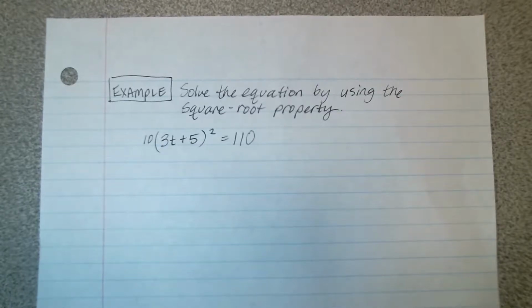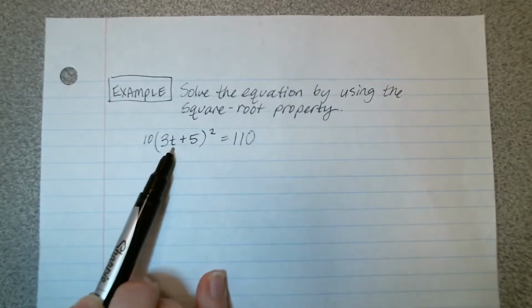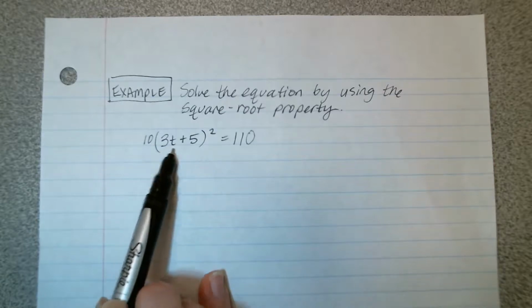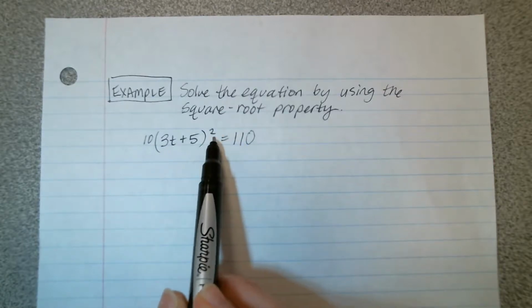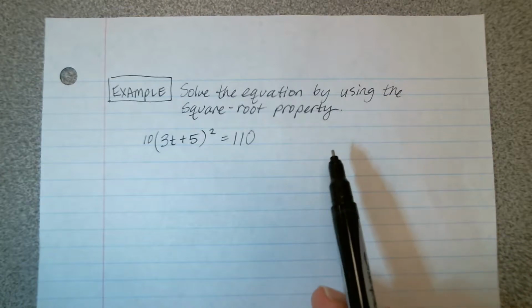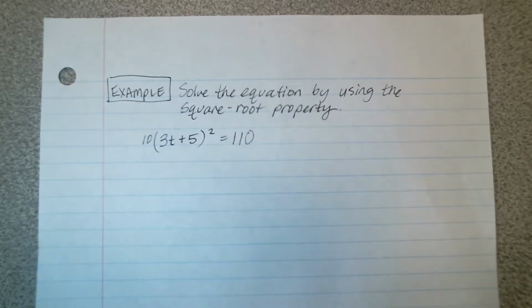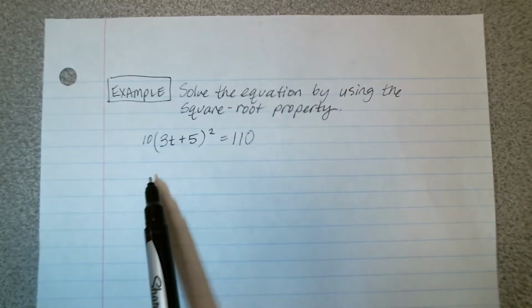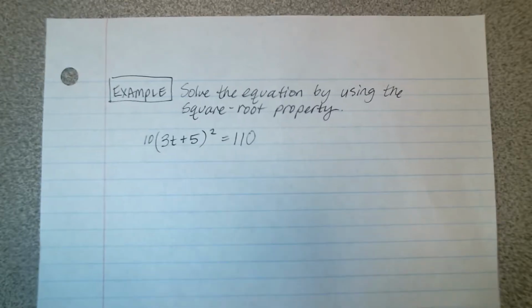In this example, I'm going to demonstrate how to solve a quadratic equation by using the square root property. The square root property is really nice to use when you are trying to solve for a variable that's inside a quantity that's being squared, which we have here. So the first thing that I need to do is actually isolate the quantity that's being squared.